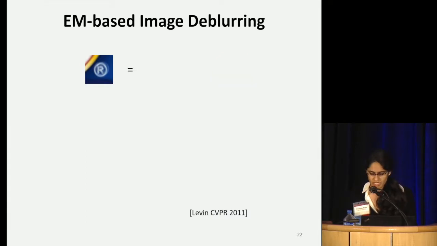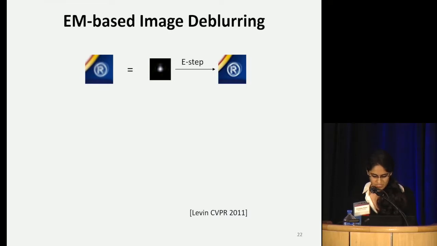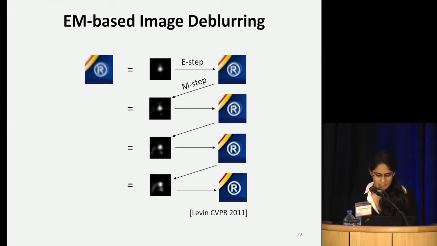So we basically do the next best thing. We make a random guess for the kernel, and then we use this to compute a candidate sharp image. And this step is called the E step. This sharp image is not going to be the best possible sharp image, but it's going to be better than what you had before. So you can use this to refine your kernel estimate, and this is called the M step. And you can do this iteratively till you get better and better kernels at each step.